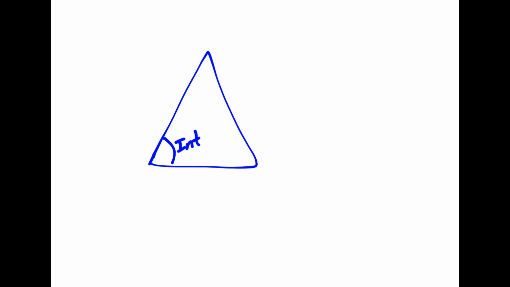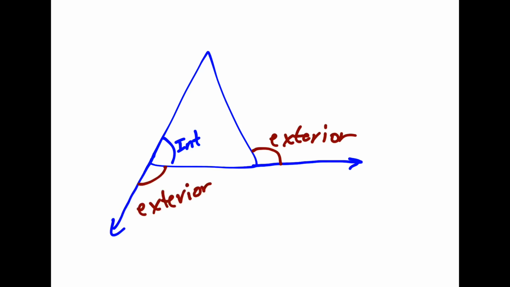Instead, the exterior of an angle is formed when we extend one of the sides of this polygon, and this would be the exterior, for example. Or here's another example, and yet another. These exterior angles are formed by one side of a polygon and an extension of an adjacent side. There's various formulas we use that involve exterior angles in particular.